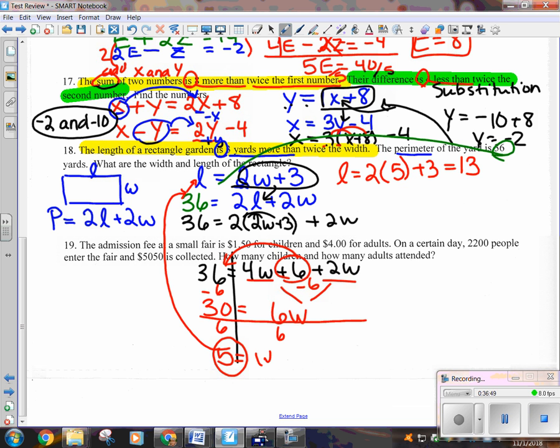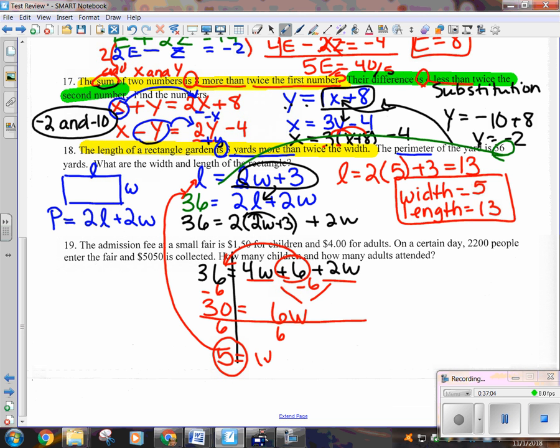So it says, what are the width and the length? So I could say the width is 5, the length is 13. Miss Jessup's just spelling it out because that's what it wants. It didn't say dimensions, it said length and width.